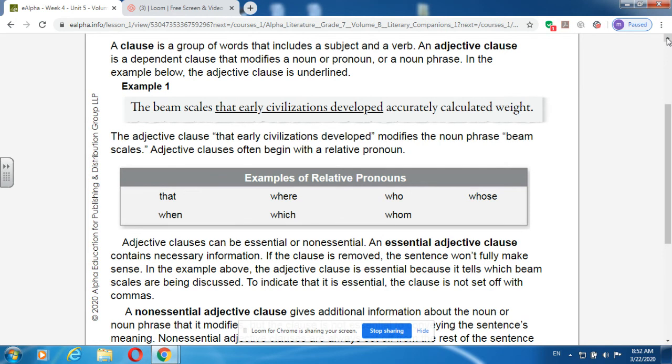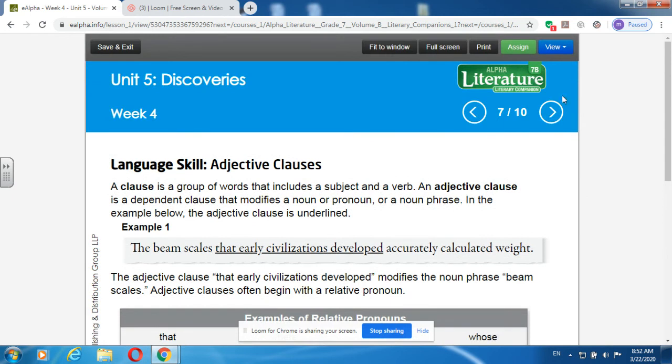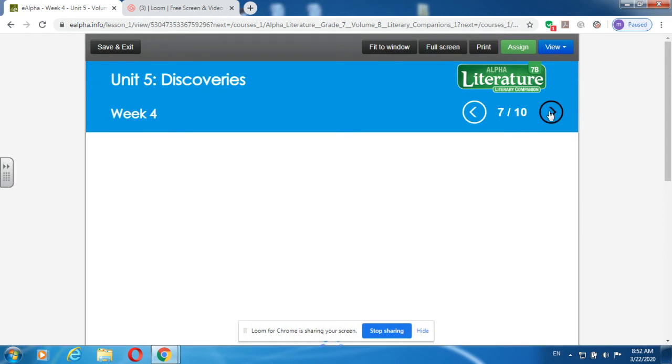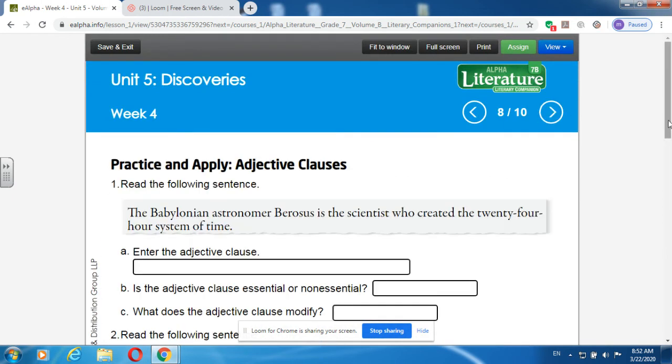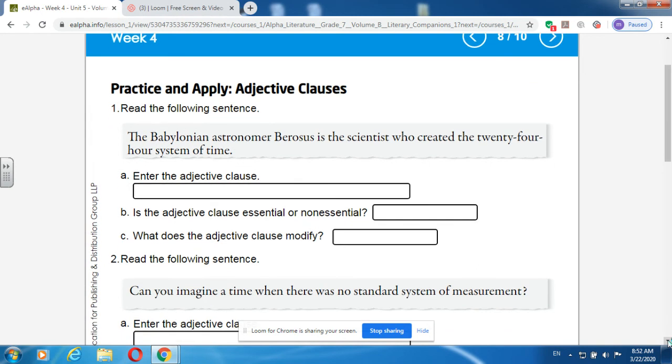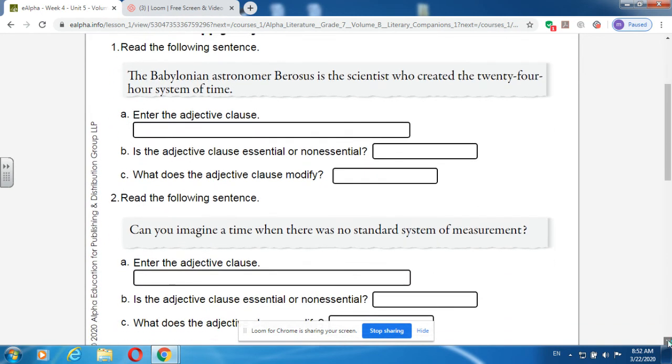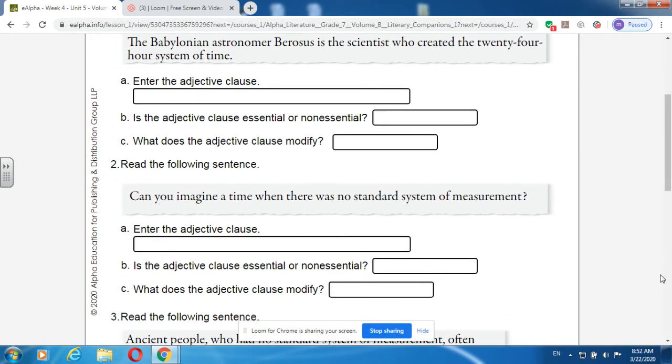All right, thank you. And I'll read the next page, page 217. That will be your homework. Okay, here's page 217. 217 is the homework for today, Sunday. Please have it in by tomorrow, and then we'll start a new lesson tomorrow.